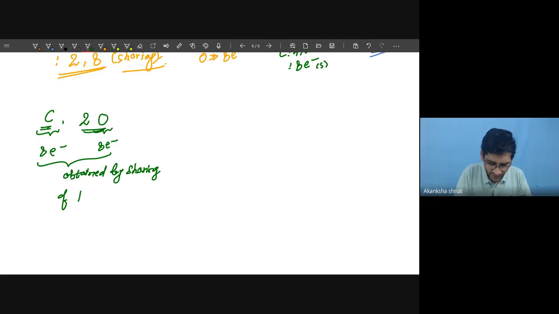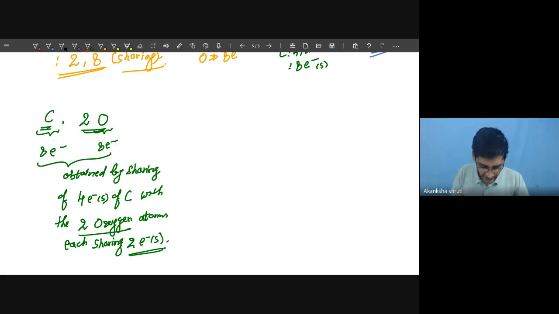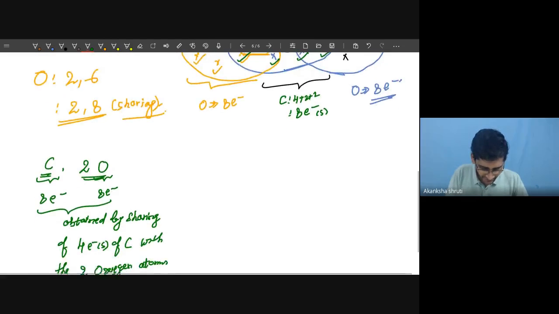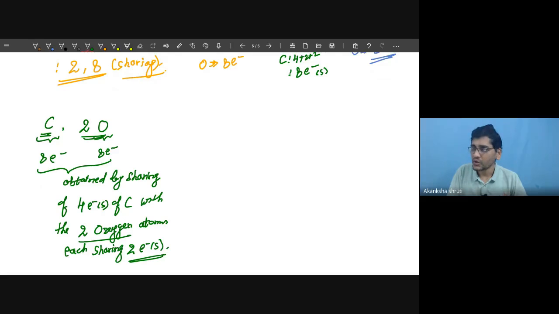So the 8 electrons are obtained by sharing of 4 electrons of carbon with the 2 oxygen atoms, each sharing how much? 2 electrons. Means each oxygen is sharing 2 electrons. Are we getting? It is very important, students. That's why I am explaining each and everything. So this method of achieving the stable configuration is called covalence.